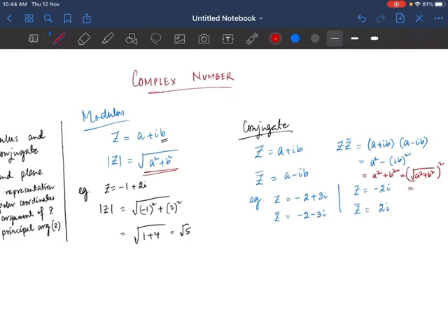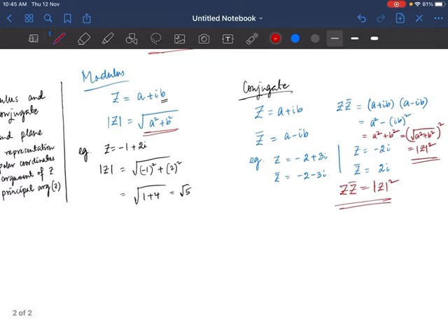So this becomes what? This square root of a square plus b square is what? Mod z, right? So I will write this one as mod z whole square. So this is what we got. Okay, this is a very very important formula. z into z bar is equal to mod z whole square. That's the formula for conjugate. Now there are some various properties which we must remember.